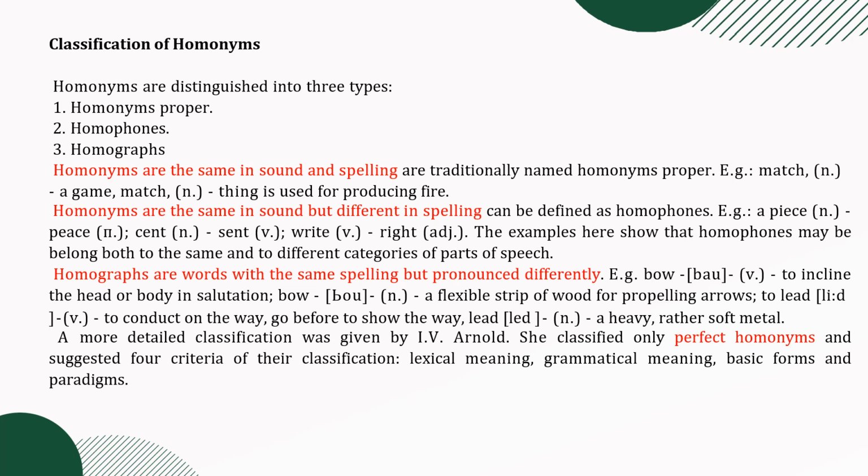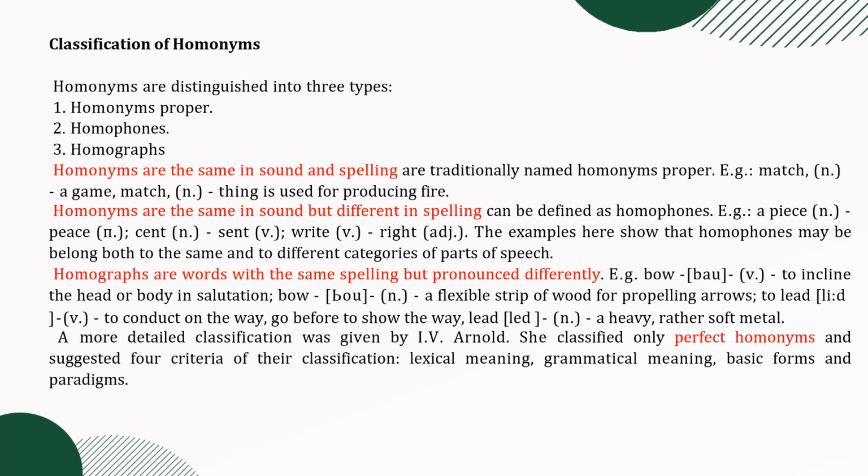Homographs are words with the same spelling but pronounced differently. For example, the word bow means to incline the head or body in salutation. Bow is a flexible strip of wood for propelling arrows. The verb to lead means to conduct on the way, go before to show the way, and lead is a heavy, rather soft metal.